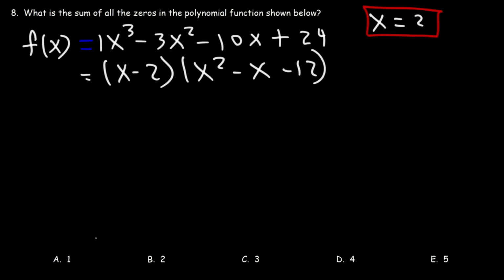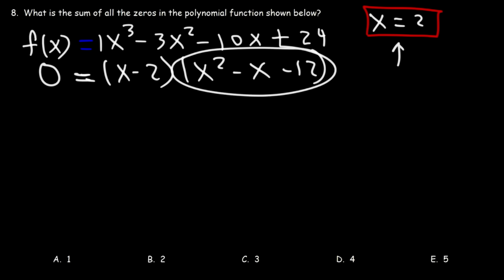Now to find the other zeros, one thing we need to do is set this function equal to 0. So if you set x minus 2 equal to 0, you'll get this answer, x equals 2. But now, how can we factor this trinomial? What two numbers multiply to the constant term negative 12, but add to the middle coefficient negative 1?